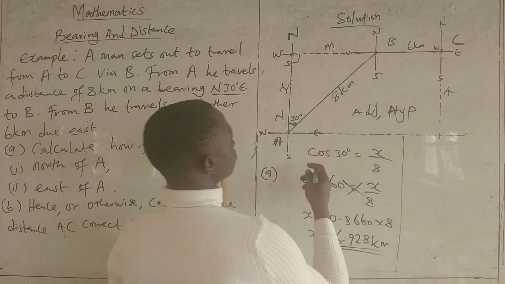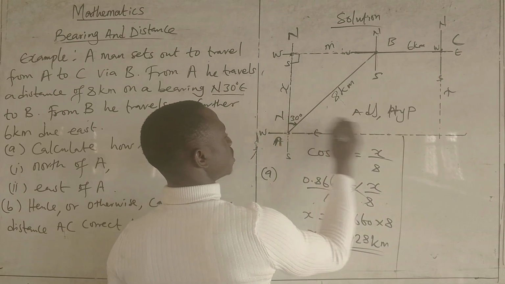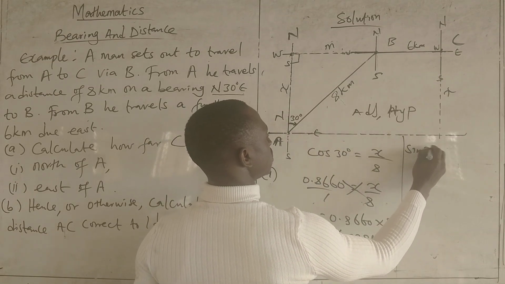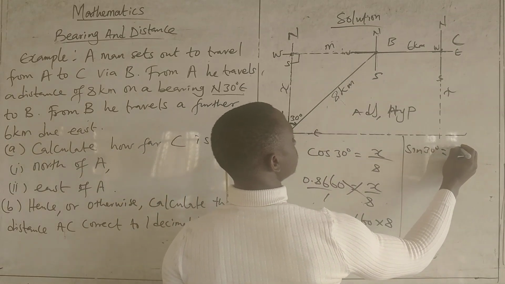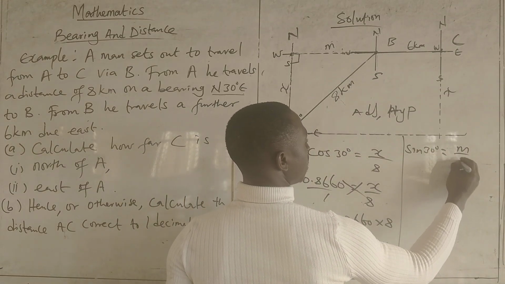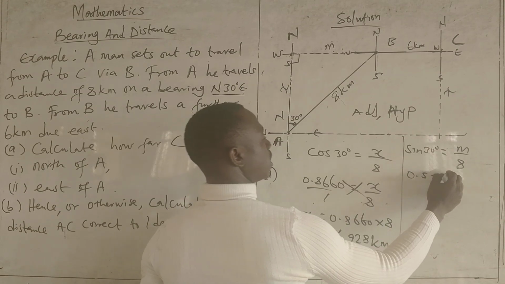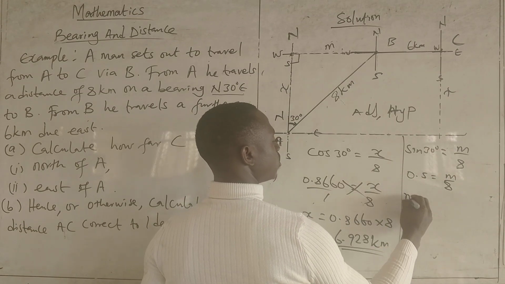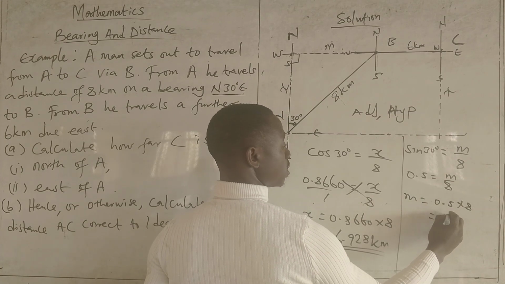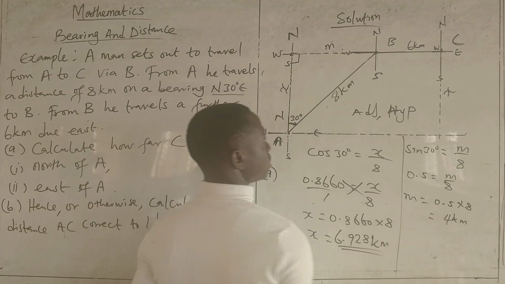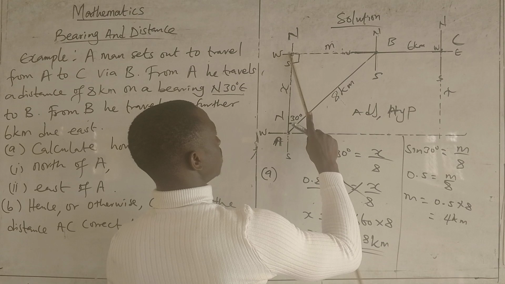So what do you think M is going to be? Let me use sine. Here is opposite to 30 degrees. Sine 30 degrees equals opposite over hypotenuse, which is M over 8. Sine 30 is 0.5, so M over 8, and M equals 0.5 times 8, and that's 4 kilometers.